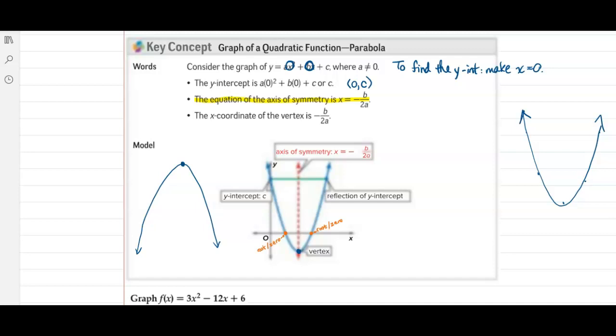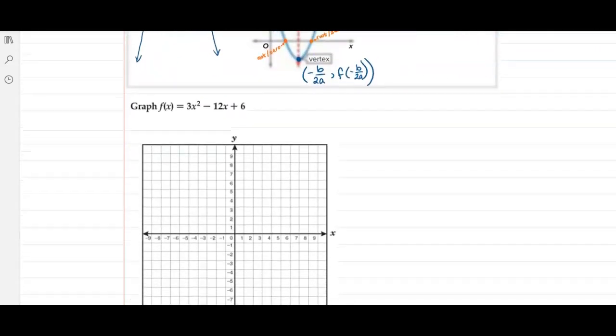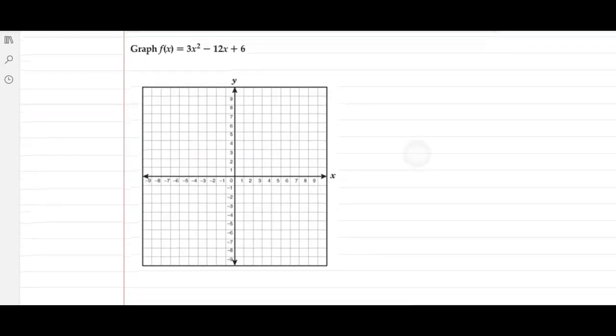And then finally, when we know the axis of symmetry, we automatically get the x-coordinate of the vertex. For the y-coordinate, we need to plug the x-coordinate back into the problem to figure out the y-coordinate. It'll make more sense as we practice with actual examples. Let's try this first one.